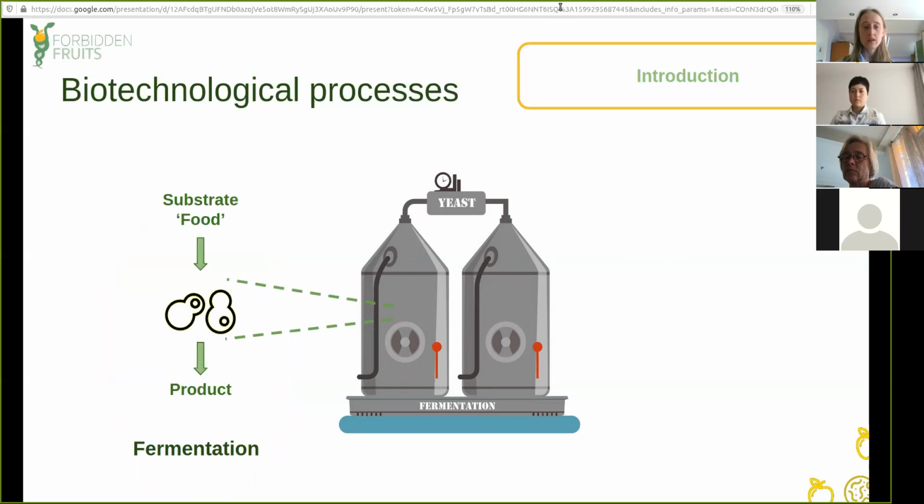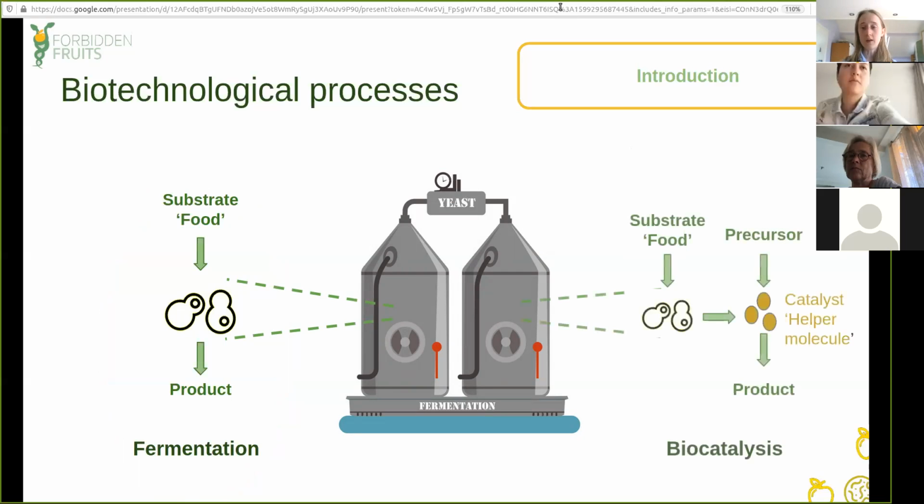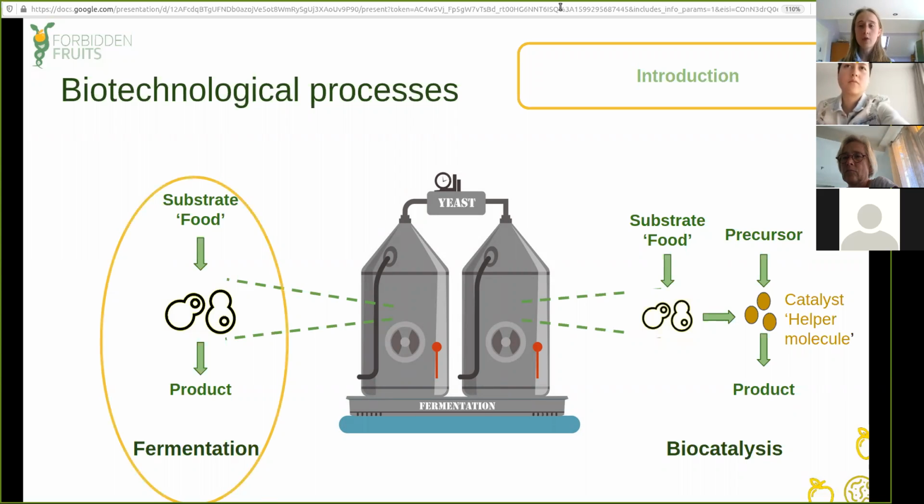And this is not the only biotechnological process. Nowadays, you also have a process called biocatalysis, in which the bacteria eats the food, then it produces a molecule, and that molecule is helping to convert a precursor compound to a product. So it's sort of a more step approach. And in this way, enzymes, for example for washing powder, are being produced. For simplicity, and because this is the most common method, we focus on fermentation in this webinar.